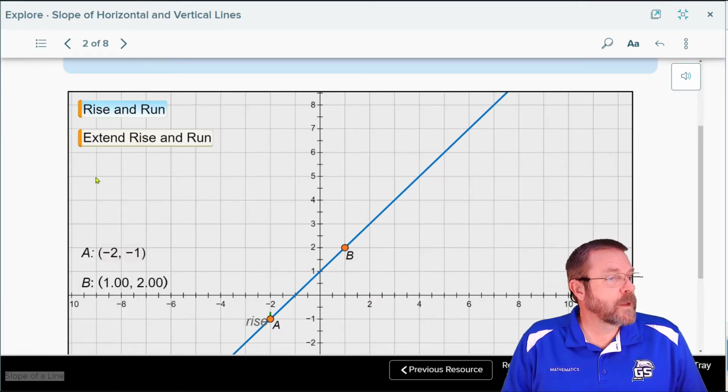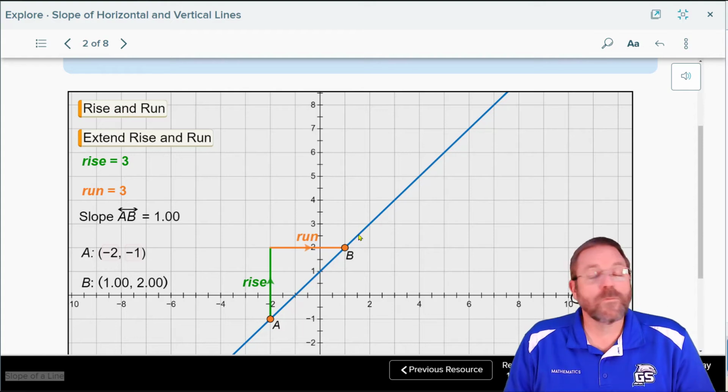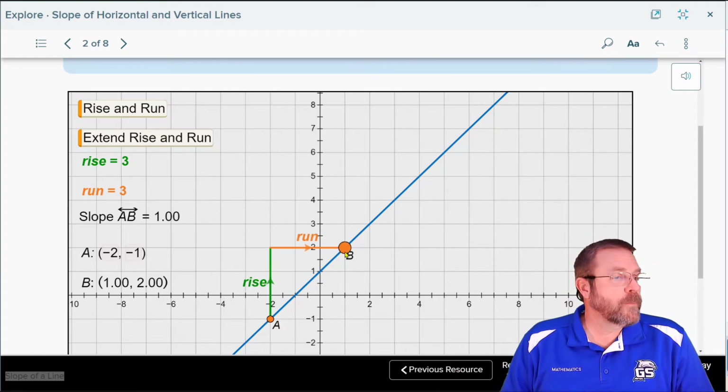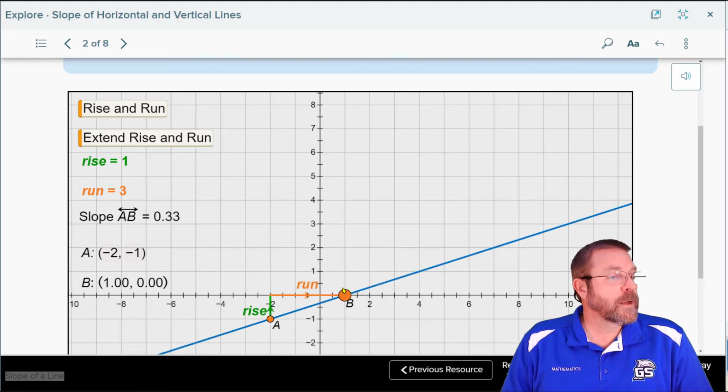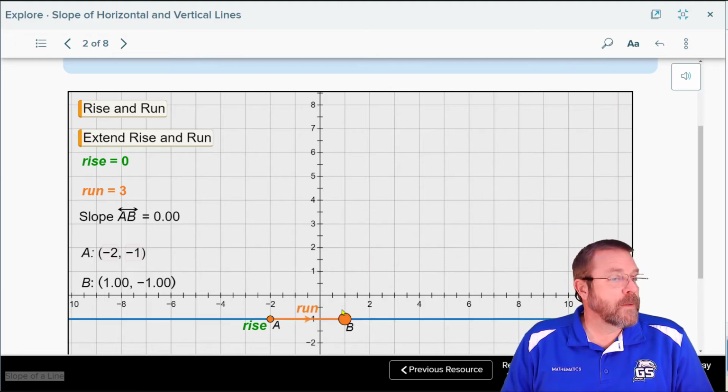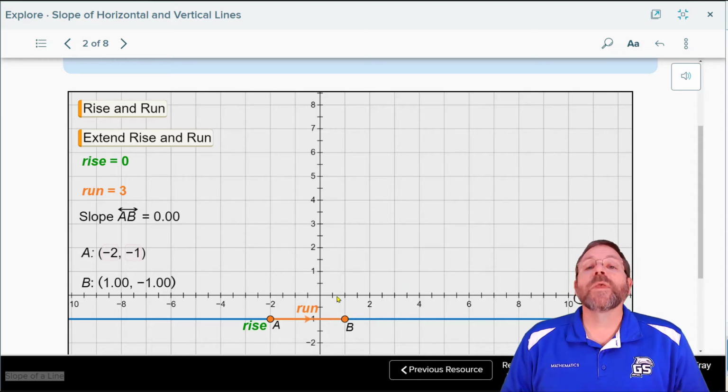We're going to add rise over run. And you can see right now your rise is 3 and your run is 3. So your rise divided by run, 3 divided by 3, is 1. If I drag point B down, you can see the slope just changed to 0.67. Drag it down another one, your slope is 0.33. Drag it down, make it flat, and what did we get?